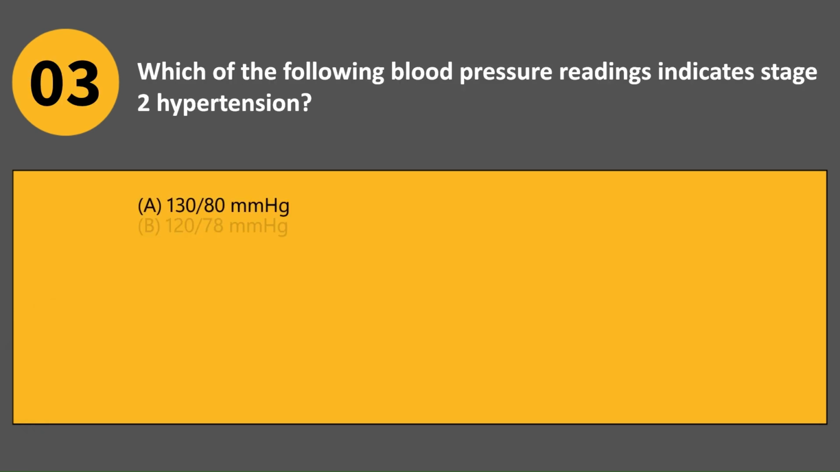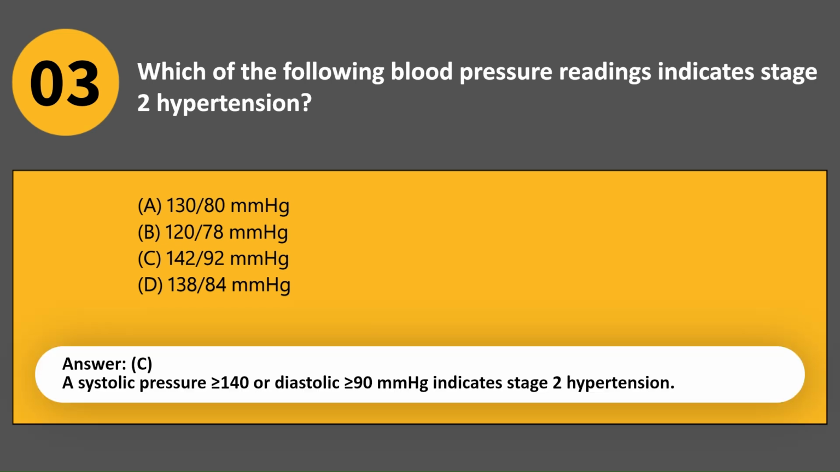Which of the following blood pressure readings indicates stage 2 hypertension? A. 130 to 80 mmHg. B. 120/78 mmHg. C. 142/92 mmHg. D. 138 to 84 mmHg. Answer, C. A systolic pressure greater than or equal to 140 or diastolic greater than or equal to 90 mm of mercury indicates stage 2 hypertension.